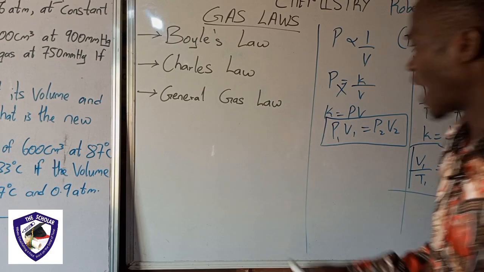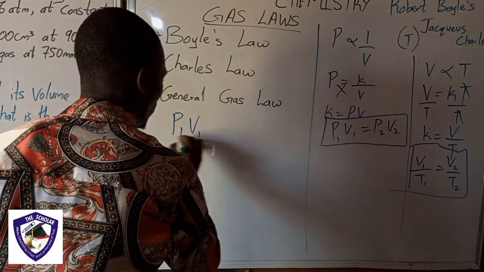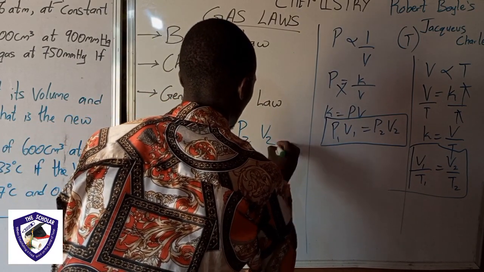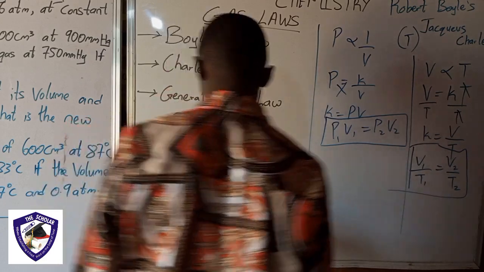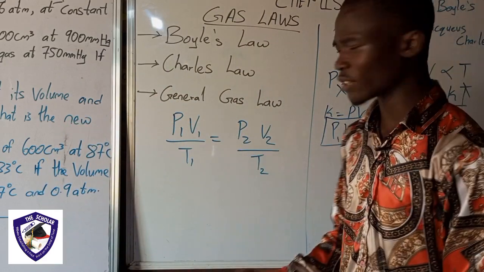And the Charles law. And the law is stated as P1 V1 over T1 equal to P2 V2 over T2. Now this is the general gas equation. Now you might be given a question.